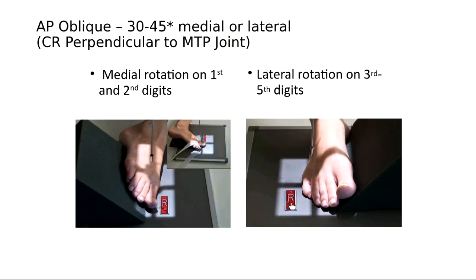On first and second digit, it is actually a medial rotation so that you reduce OID. So for first and second digit, you would want to medially rotate the foot or towards midline. And for digits 3, 4, and 5, it would be a lateral rotation so that you get less OID. Okay, so digit 1 and 2, you're doing a 45-degree medial oblique. Digits 3, 4, and 5, you're doing a 45-degree lateral oblique.